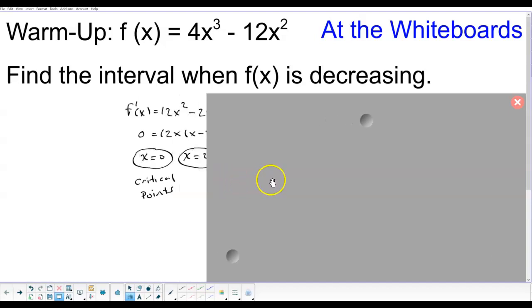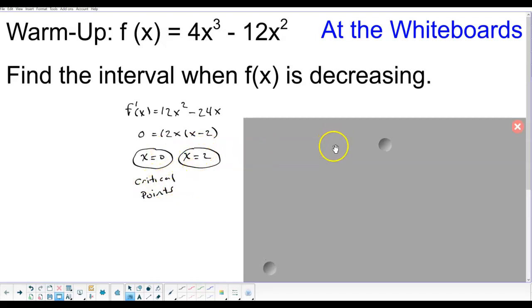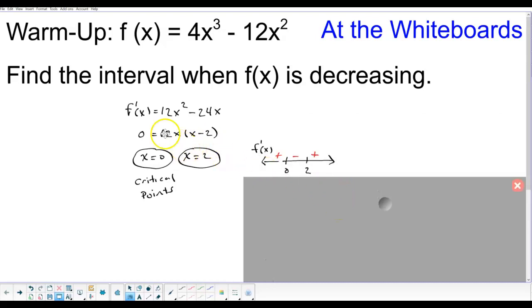Well, you need to first find the critical points. Critical points are when you take the derivative and factor the derivative. So you can see the derivative has a common factor of 12x. I factored out the 12x, set each factor equal to 0, and solved. Those are my critical points. That's where the derivative is equal to 0. Then I have to check what the derivative is doing to the left and right of those points.